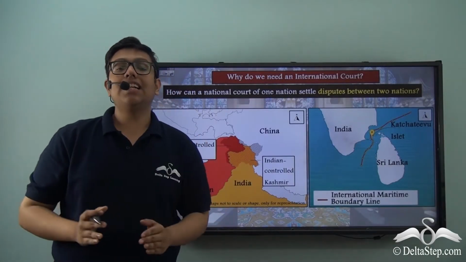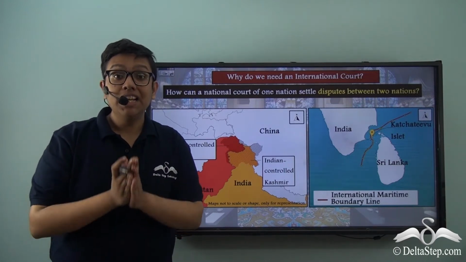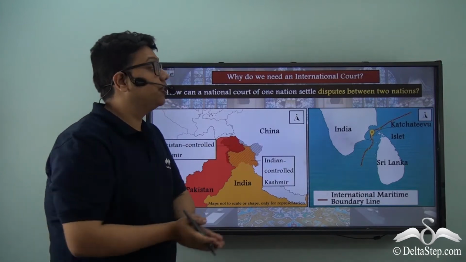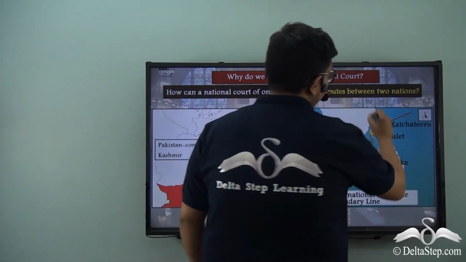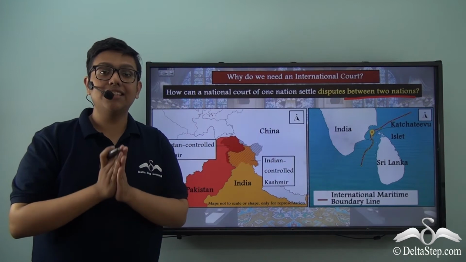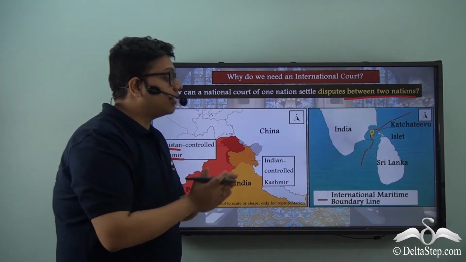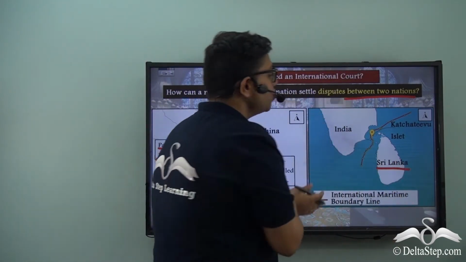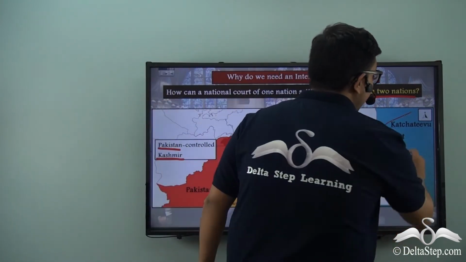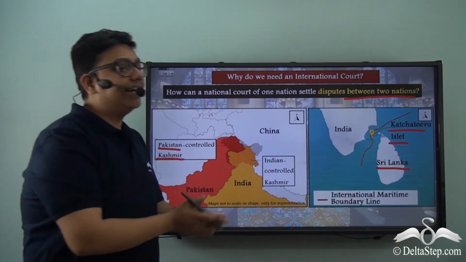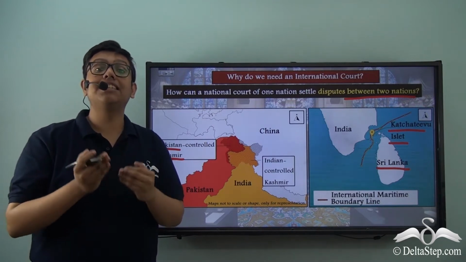Now, the Supreme Court can settle a dispute between two states of India. But what if a conflict or a dispute comes up which involves not two states but two countries? How can a national court of a nation settle disputes between two nations? For example, India has a long-standing conflict with Pakistan over Kashmir and also has disputes with Sri Lanka regarding fishing rights in the Indian Ocean and regarding some islands such as the Katchatheevu islet. So regarding these cases, how can the Supreme Court of India give justice when it involves another country itself?